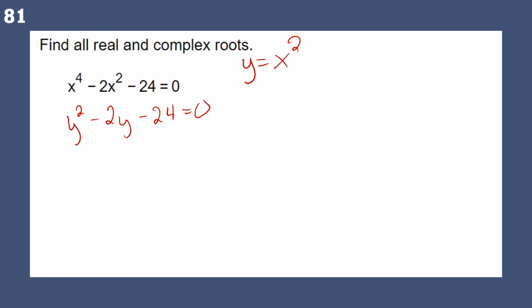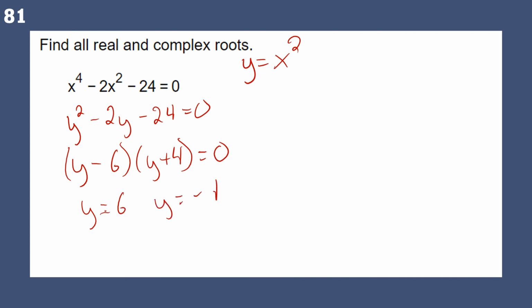If we're trying to find all the complex roots, then I'm going to start right here and say, can I solve this? And yeah, this looks like it's factorable. At y minus 6 and y plus 4. And so I already have two answers. I've got y equals 6 and y equals negative 4. Although, remember, y represented x squared. So now I'm going to rewrite my equations as x squared equals 6 and x squared equals negative 4.